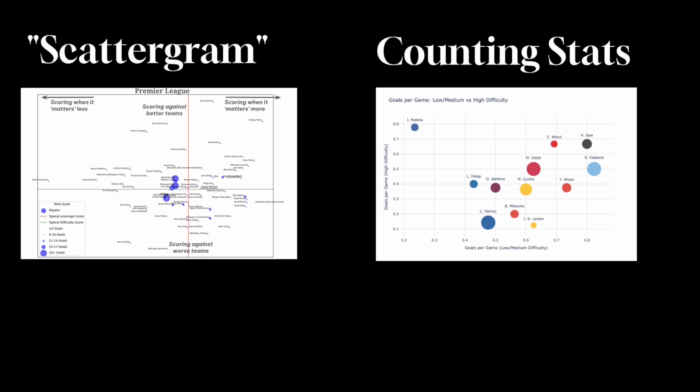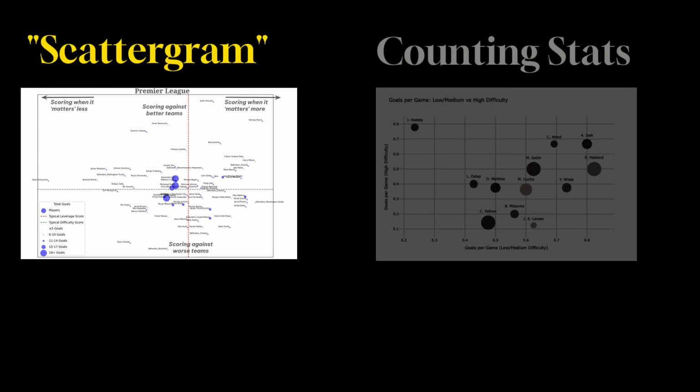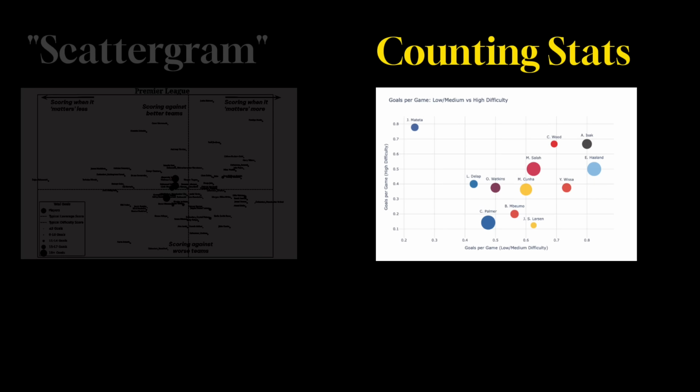For the past several minutes, we've been hanging out in scattergram land. Let's return to the counting stats that we know and love. Instead of showing how each player's goals are skewing from important to not and high to low difficulty, let's just count everyone's goals per game.